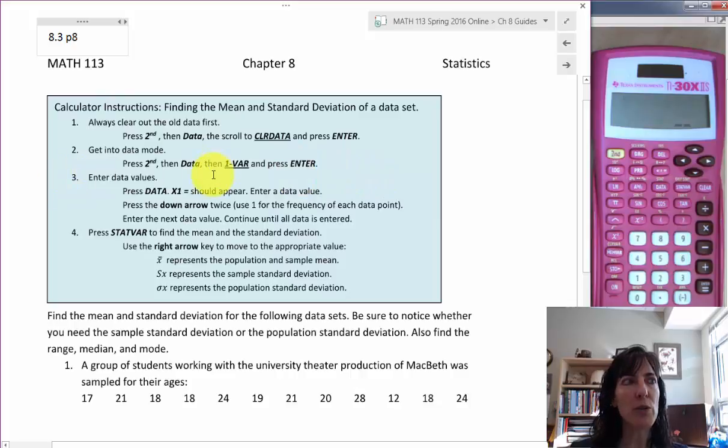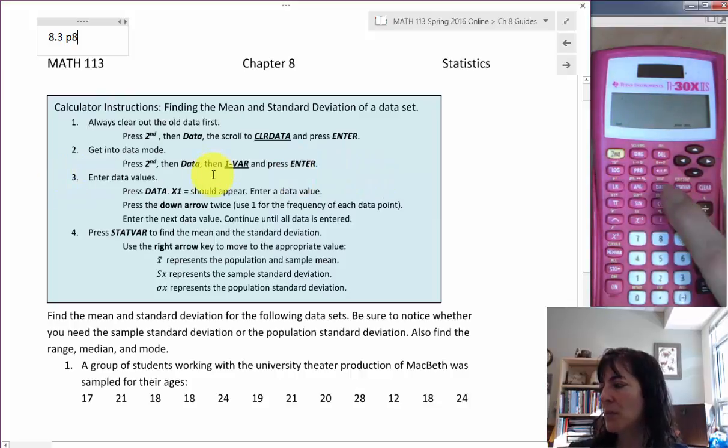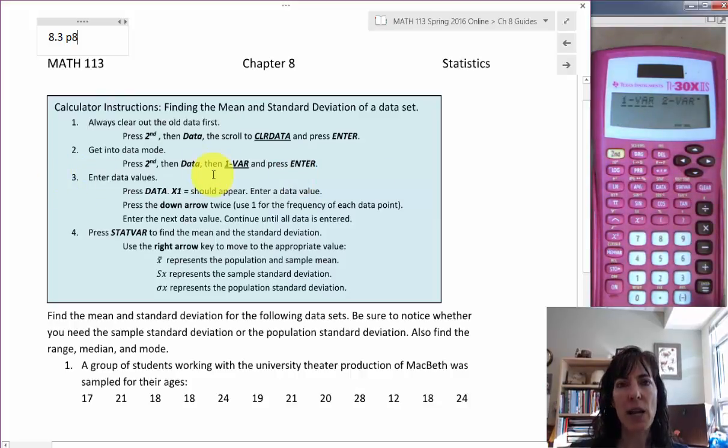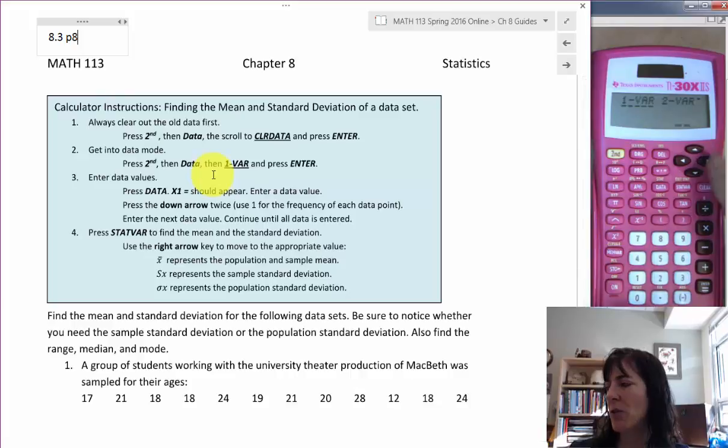So to do that, we do second data again, second data, and there it has the two options, one variable, two variable. Remember, our clear data is off to the right, and if we go back, we have one variable or two. I'm going to leave the one variable underlined and then just press equals. Now it's in one variable mode, so it knows we only have just one set of data, not pairs of data.